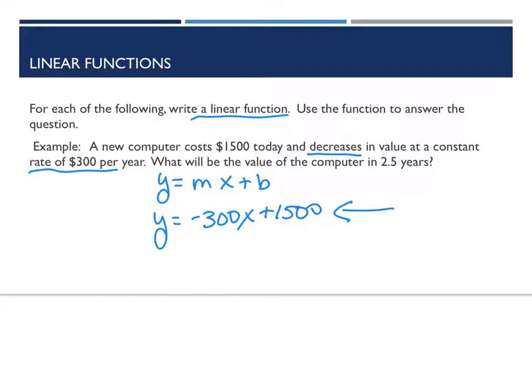Now if you actually want to answer the question, which will be a separate question, what will the value of the computer be in 2.5 years? You take that 2.5 and you plug it in where x is. So in your calculator, you do negative 300 times 2.5 plus 1,500. And that'll give me an answer of $750.